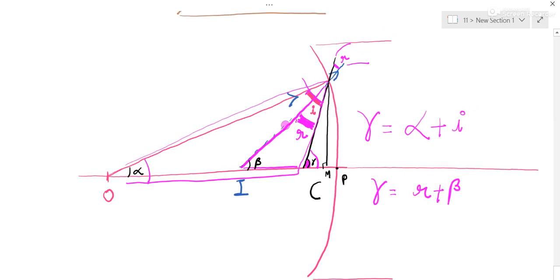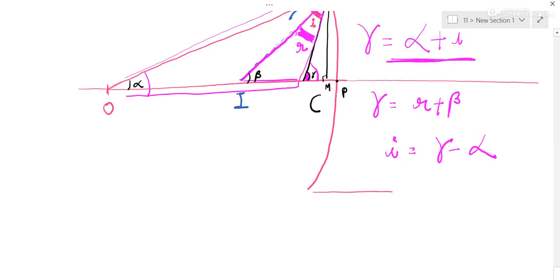You can see this blue ray. So I'm ready with I. I is gamma minus alpha. Yes. And R is gamma minus beta. Gamma minus beta.